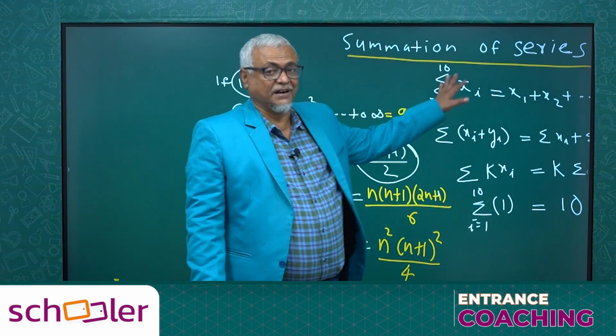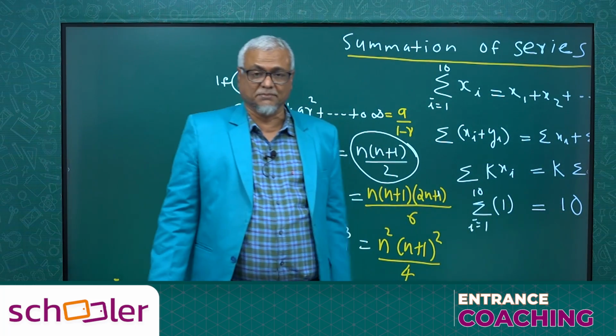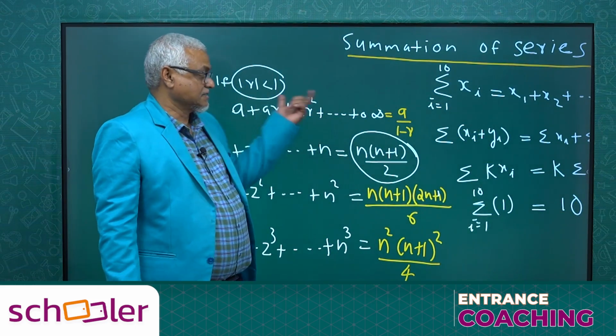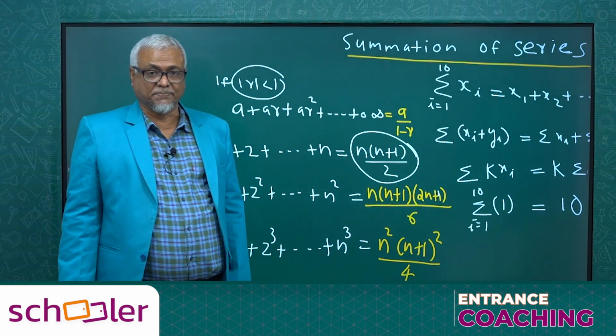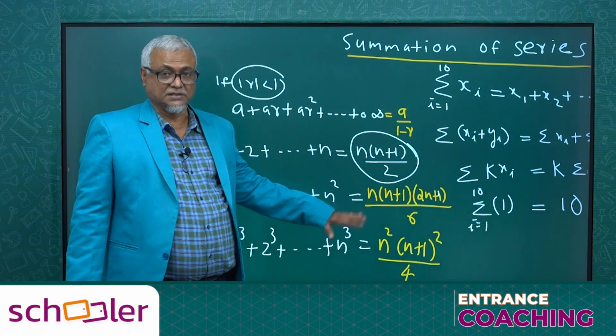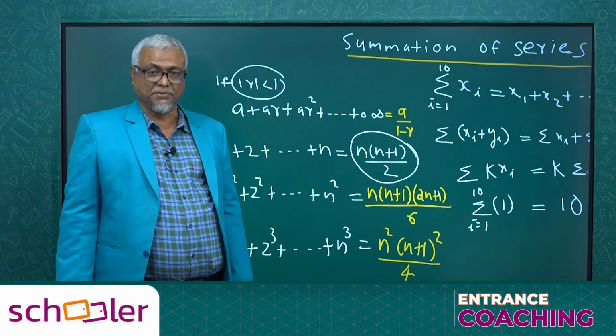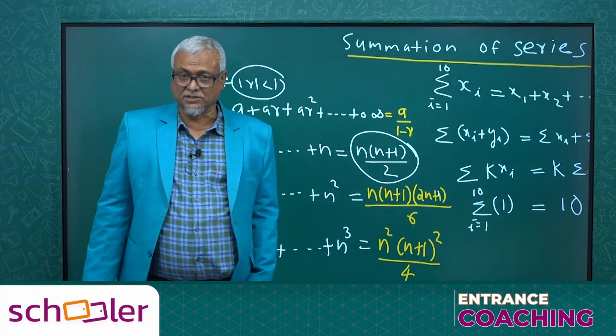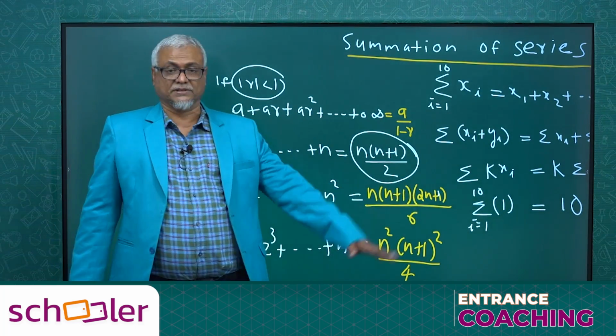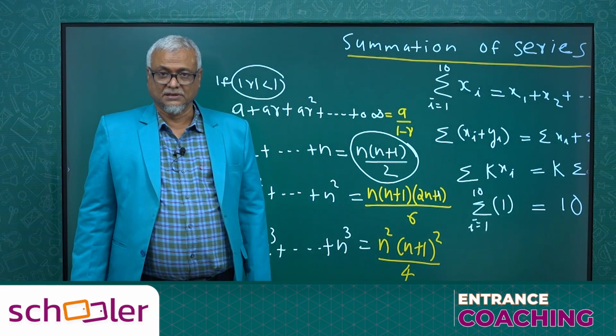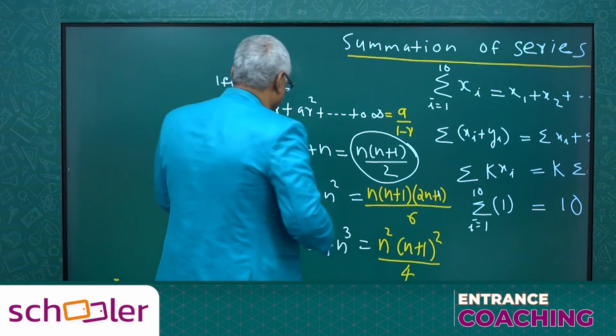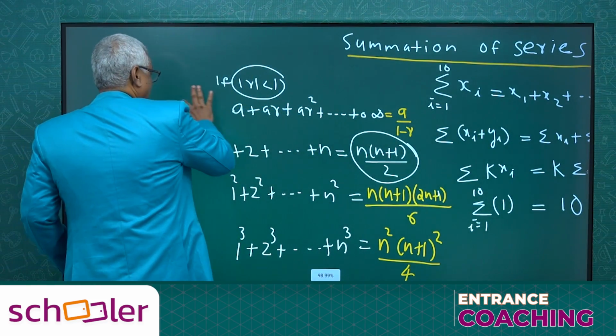So, we say what is sigma, what is the property of sigma. Then what is the sum to infinite terms of a geometric progression, and three formulas: the sum of the first n natural numbers, the sum of the squares of the first n natural numbers, and the sum of the cubes of the first n natural numbers. Then we need one more thing.